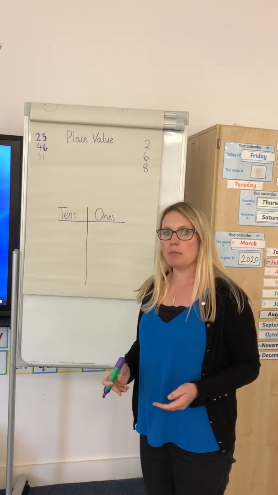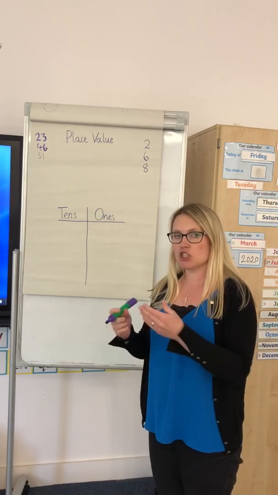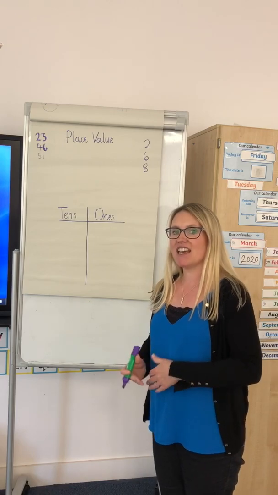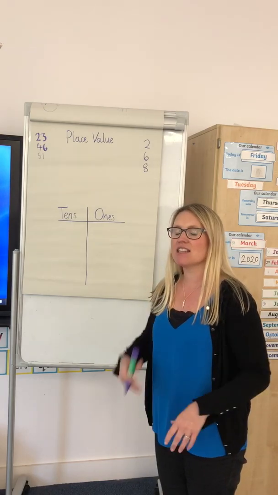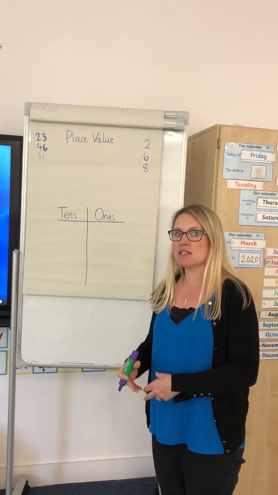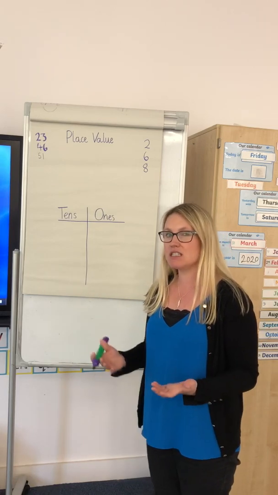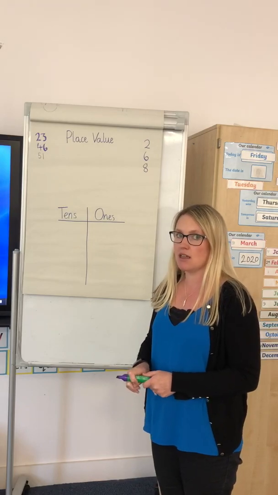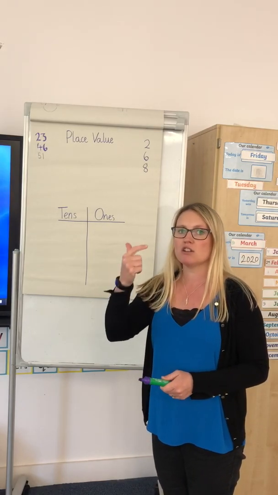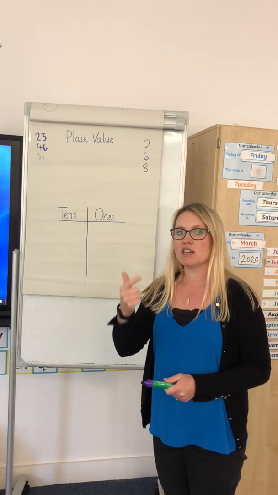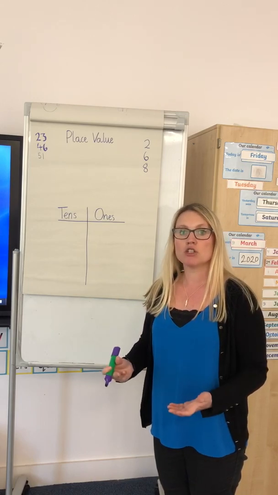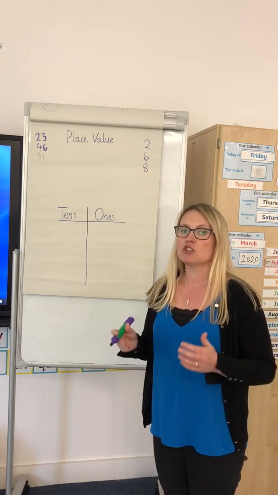Now when we're looking at our place value, we are looking at the two-digit numbers and looking at how many tens they have and how many ones. So we're separating the number into tens and ones. I'm going to show you using a variety of resources today. We're going to look at cubes, we're going to look at Numicon, and we're going to look at Deans. And they all show you different ways of representing two-digit numbers.